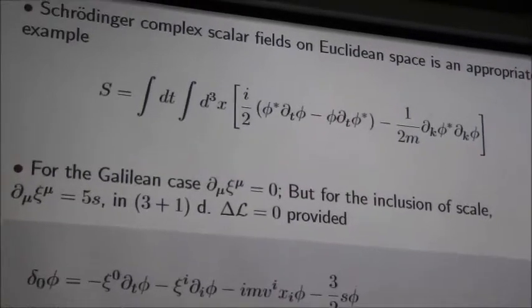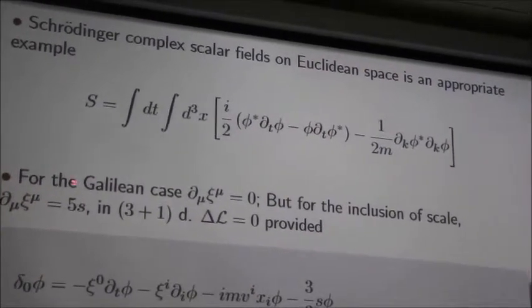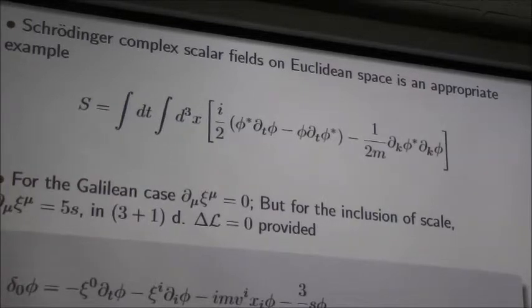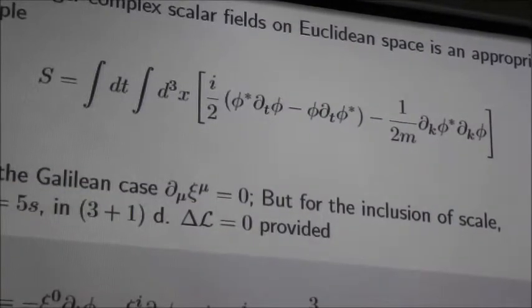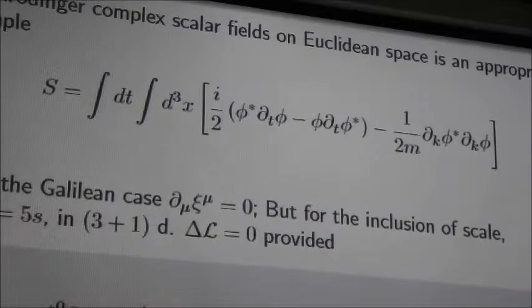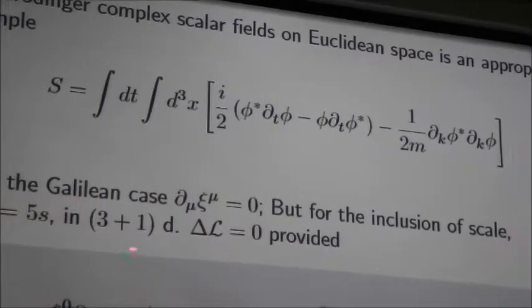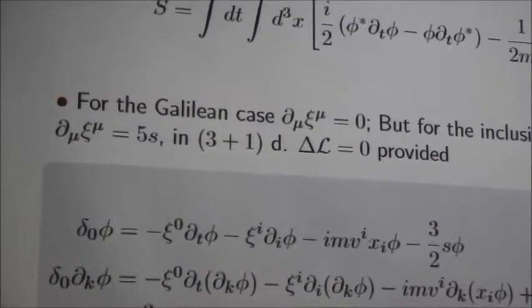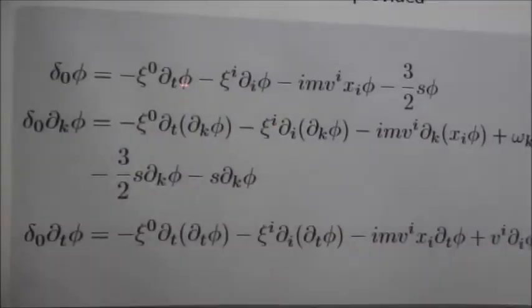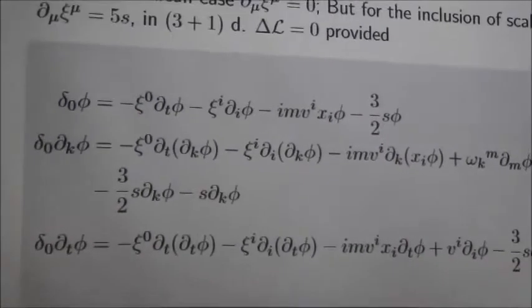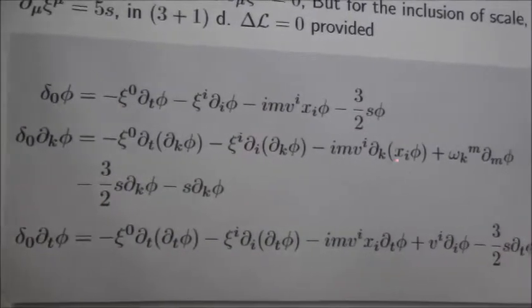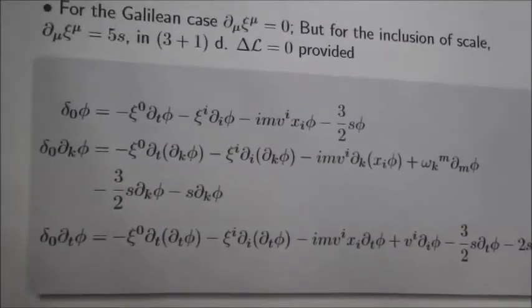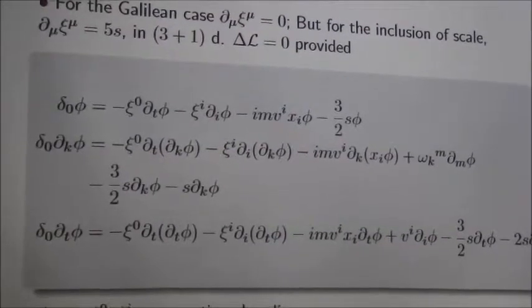For z equal to 2, the theory is invariant under scale transformation like this, where ∂_μ j^μ is 5s for 3+1 dimensions. For the Galilean transformation, ∂_μ j^μ is 0, but here ∂_μ j^μ is equal to 5s, so I have to take more precautions to calculate it properly. I found that δL equal to 0 provided δ_0 φ transforms in that way, φ varies in that way, and the space and time derivatives of δ_0 φ behave in this way, with ξ^0 and ξ^i as mentioned earlier.